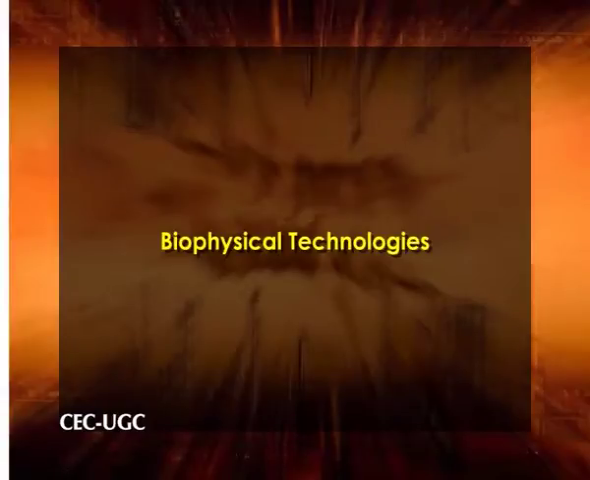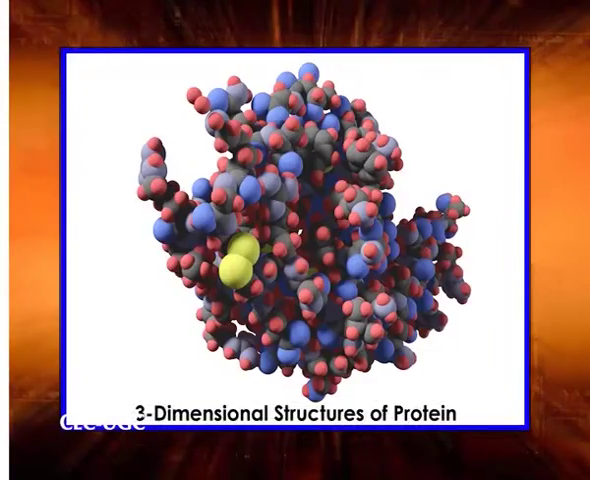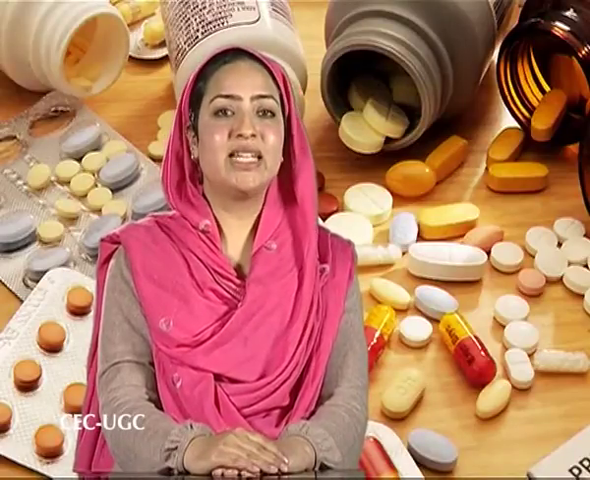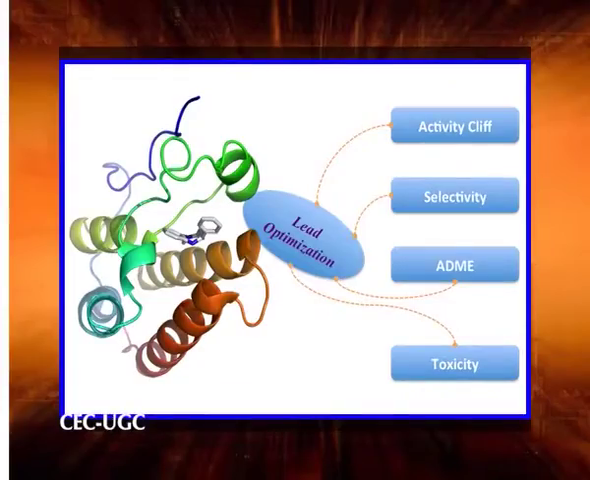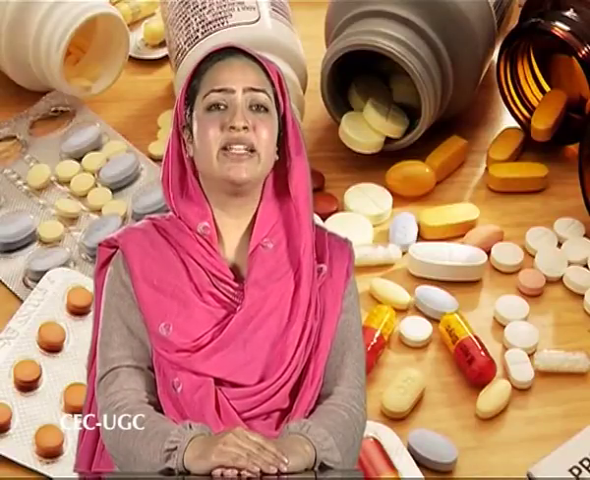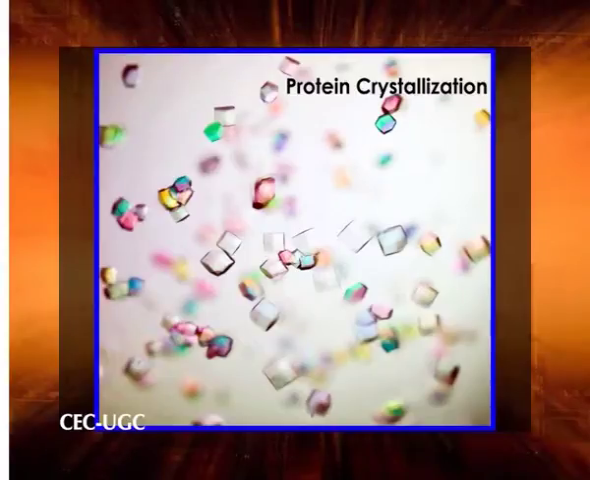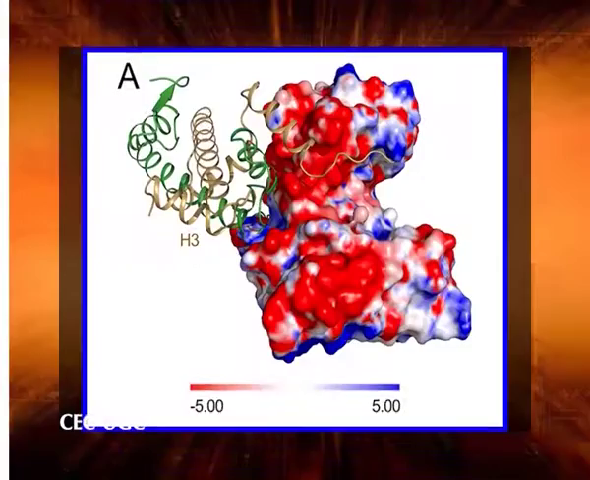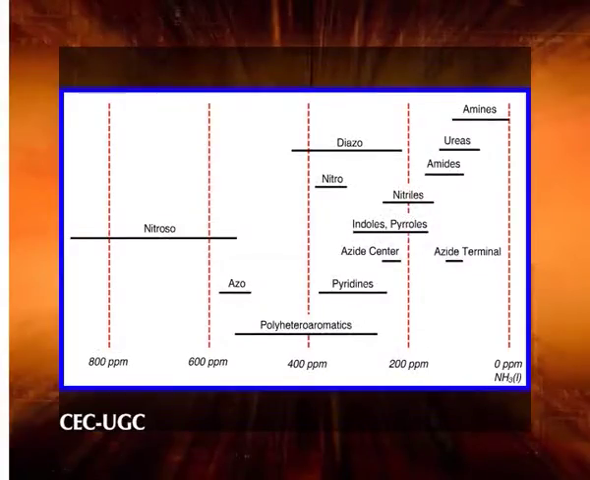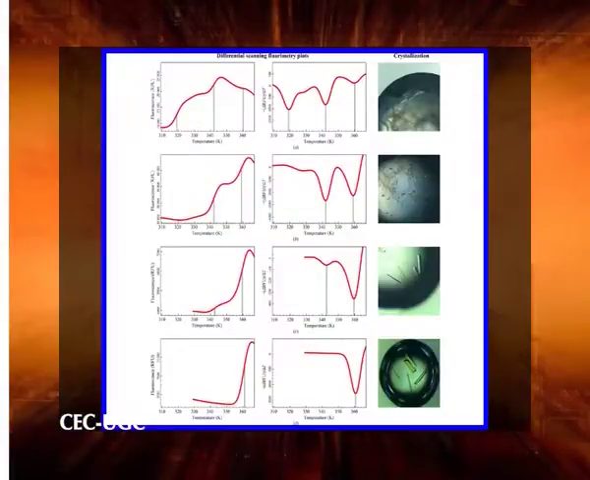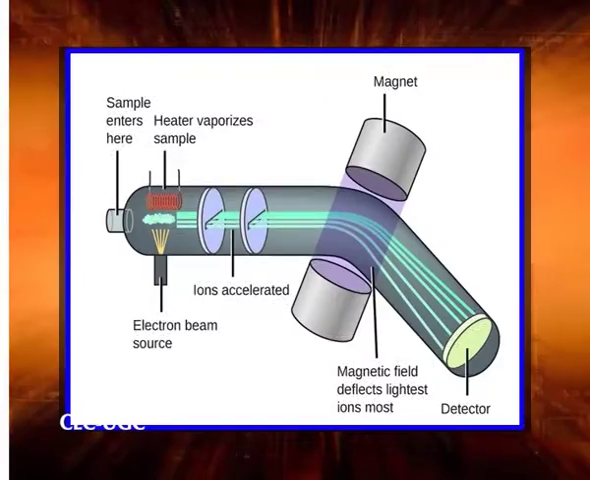First is biophysical technologies. Knowledge of the three-dimensional structure of protein targets has the potential to greatly accelerate drug discovery. But technical challenges and time constraints have traditionally limited its use to lead optimization. Large panels of biophysical methods are currently used, such as protein crystallization, ligand-protein co-crystallization and soaking, ligand-protein 1H and 15N NMR, surface plasmon resonance, differential scanning fluorimetry, and mass spectrometry.